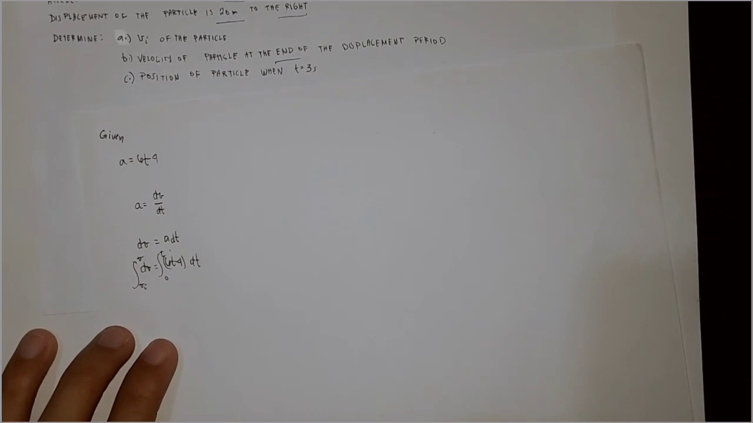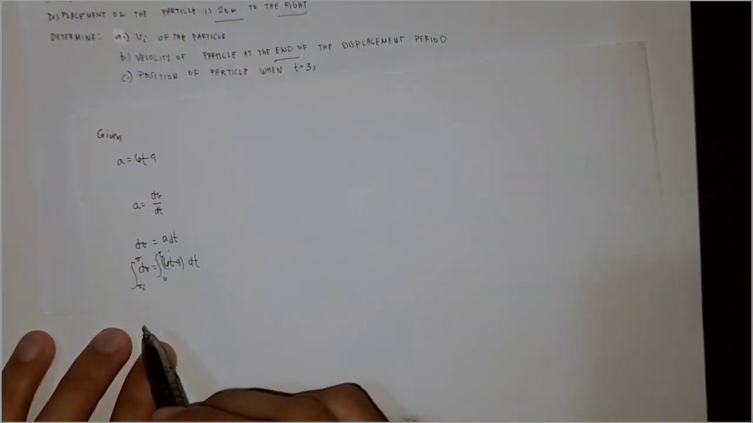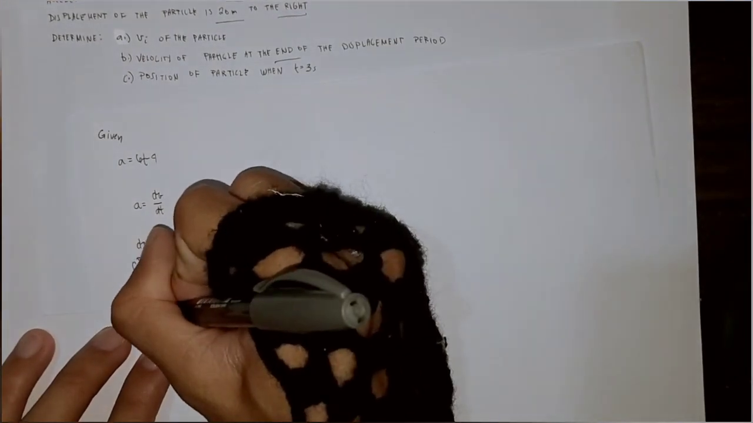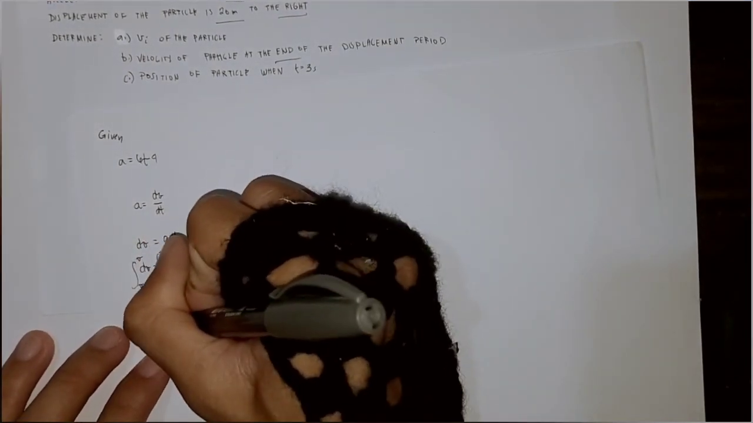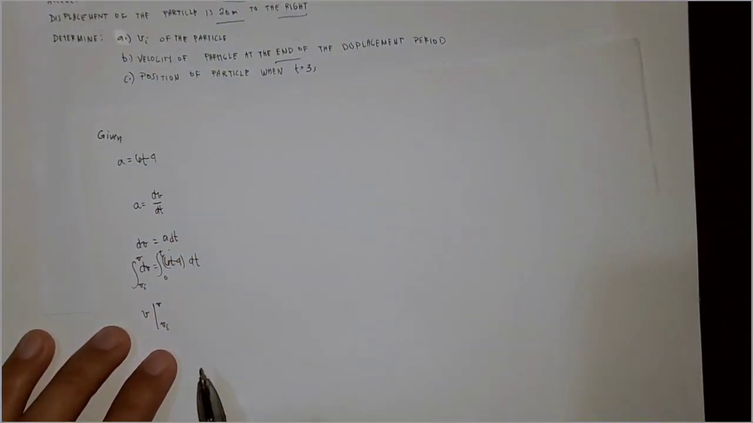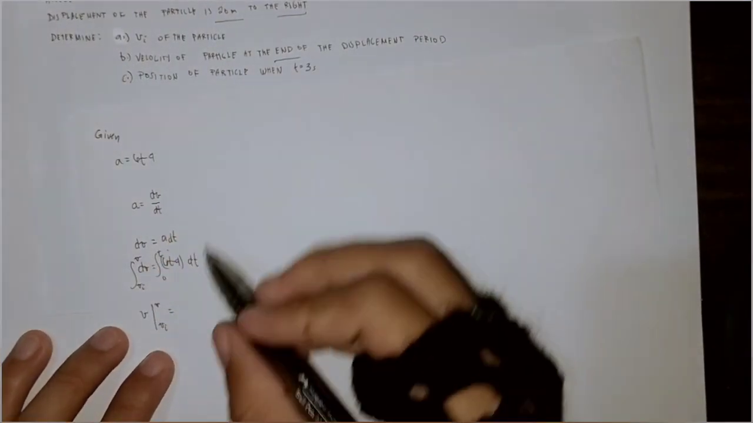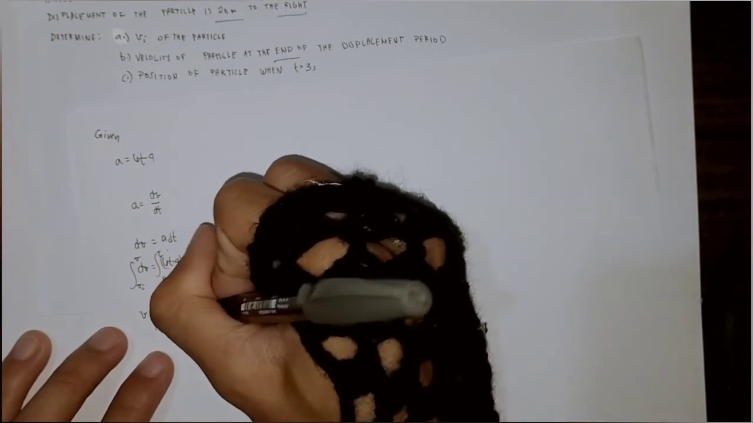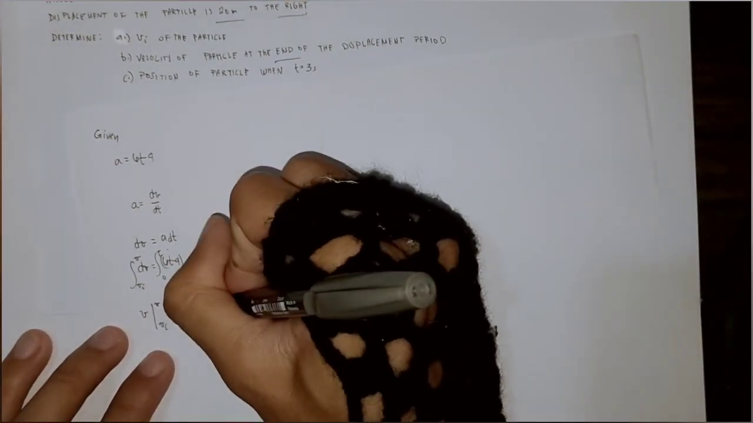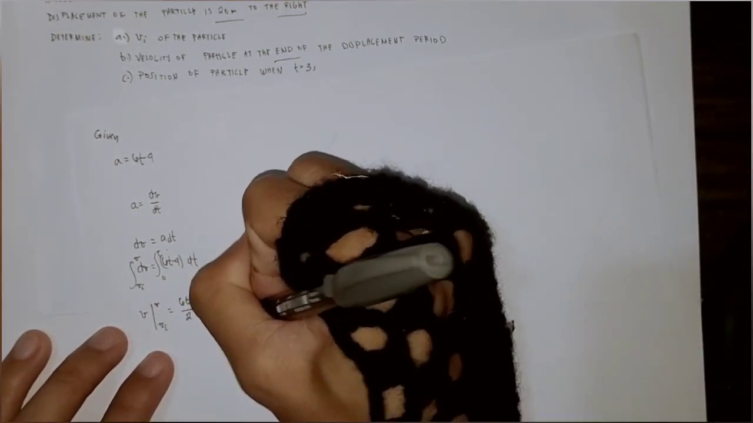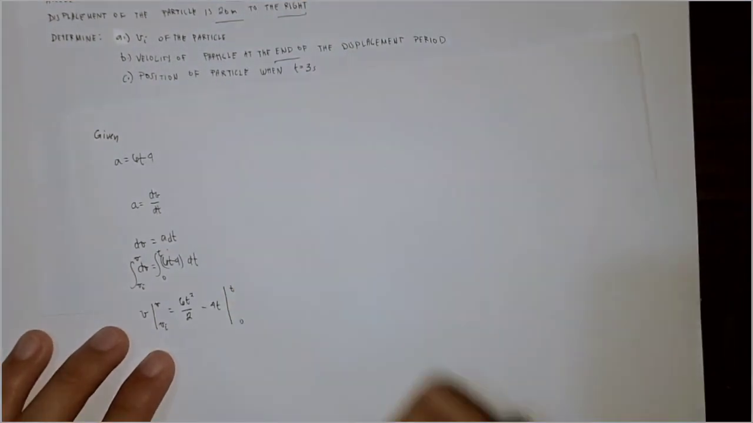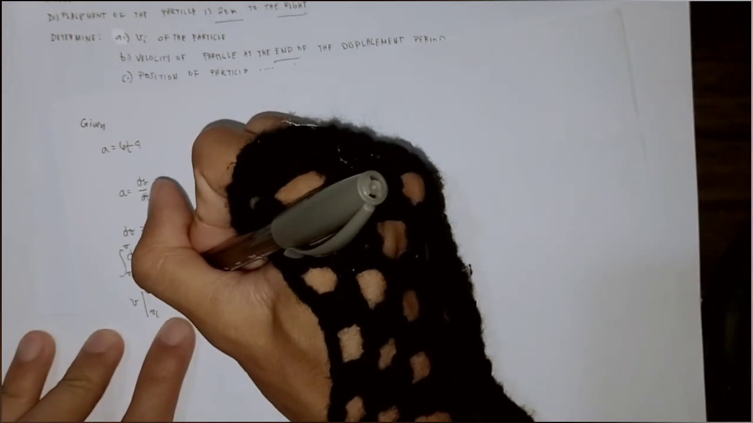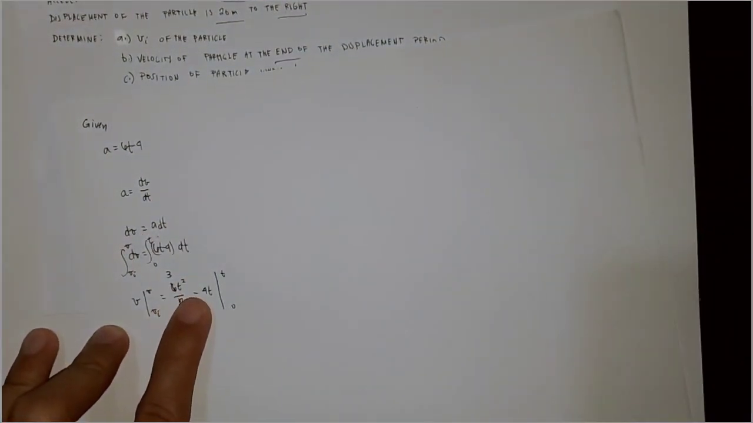And then we need to integrate. The integration of dv is just v, with the limits of v over v sub initial, the initial velocity. The integration of 6t - 4 is 6t squared over 2 minus 4t, with the limits of t to 0. We need to cancel out this. This will become 3t squared minus 4t.